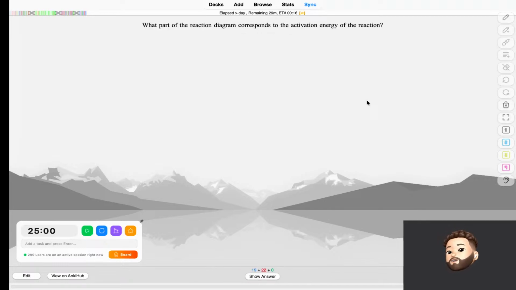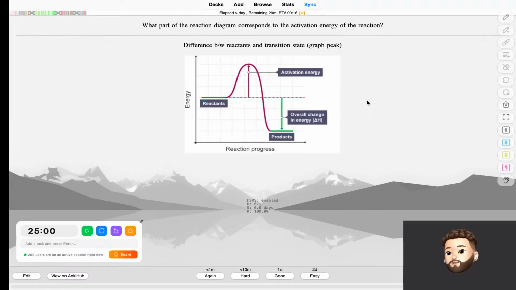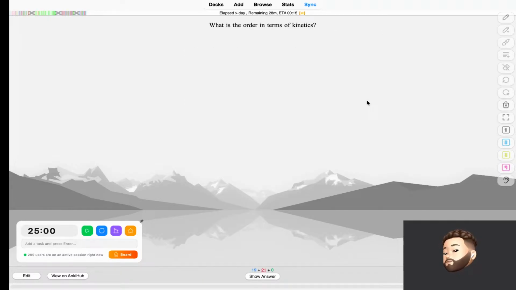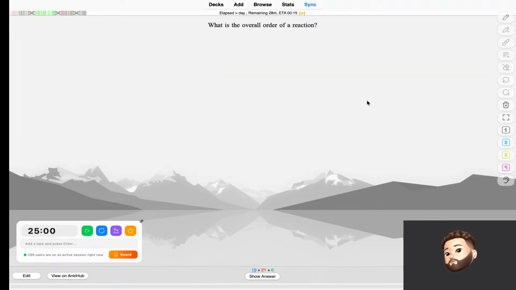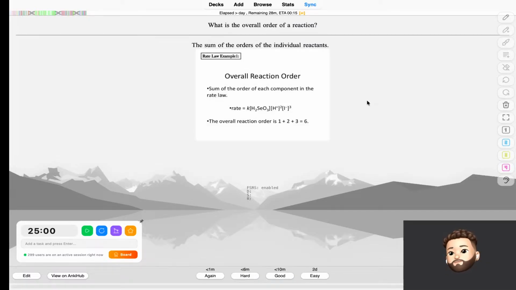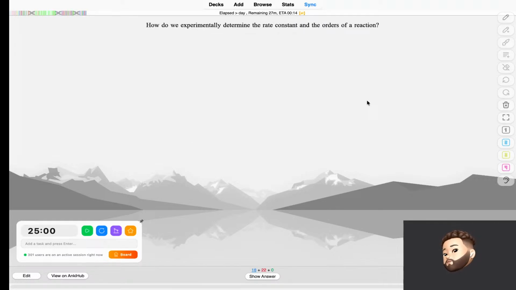What part of the reaction diagram corresponds to the activation energy? It's the difference between the energy of the reactants and the transition state. It's the number that the concentration of a reactant is raised to in the rate equation. What is the overall order of a reaction? It's the orders summed up. How do we experimentally determine the rate constant and the orders of a reaction?